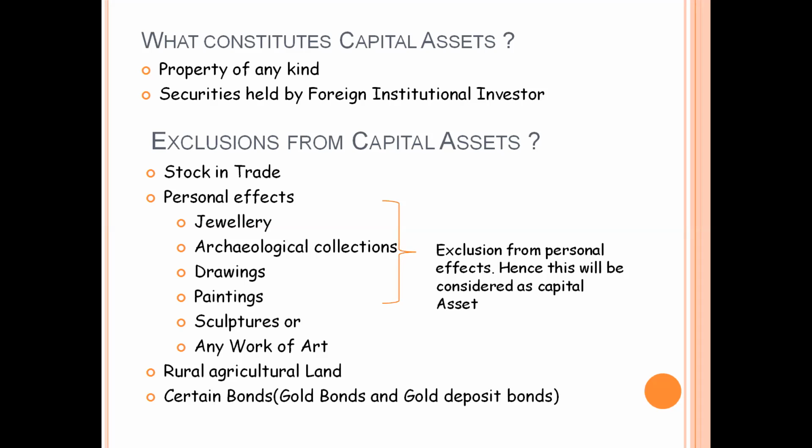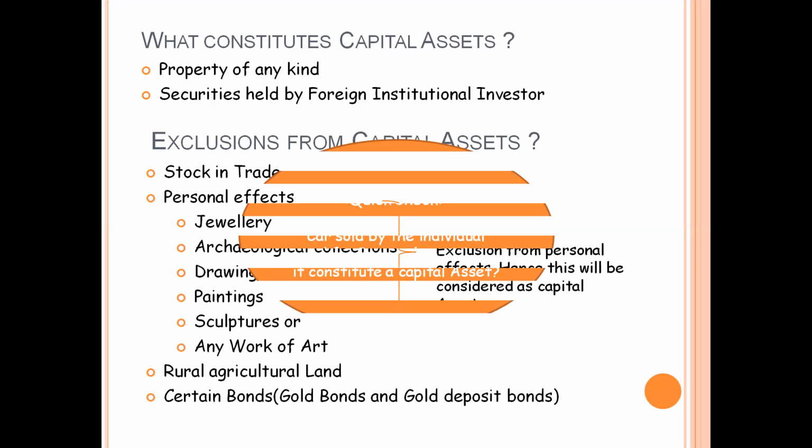However, there are 6 exceptions to this general rule of personal effects. If there is a sale or transfer or any nature of transaction with these 6 assets, then it does constitute a capital asset. One, jewelry, archaeological collections, drawings, paintings, sculptures, or any work of art. And 2 other things which do not constitute a capital asset are rural agricultural land and certain bonds: 6.5% gold bonds and gold deposit bonds.